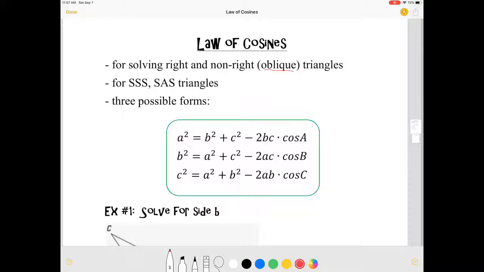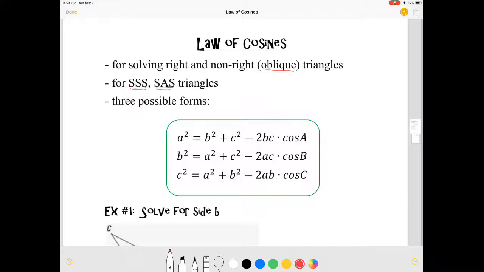When can you use the law of cosines? You can use the law of cosines when you know some information about the triangle. So one possible set of information is side, side, side. And that simply means that you know the lengths of all three sides of the triangle, but you don't know any angles. And then the second possibility for the law of cosines is when you know side, angle, side. That means you know two side lengths and the measure of the angle that is included between those two sides. I have examples of both of those in this video.